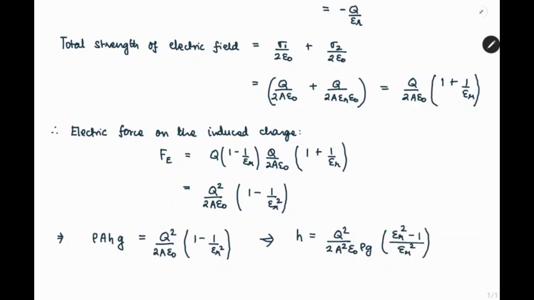So over here in the problem the value of sigma is stated rather than the value of charge and area. So we are taking this as sigma. So we write it as sigma square by 2 epsilon_r square epsilon naught rho g, and in the numerator we have epsilon_r square minus 1. So this is the final answer for this particular problem which we are looking for.